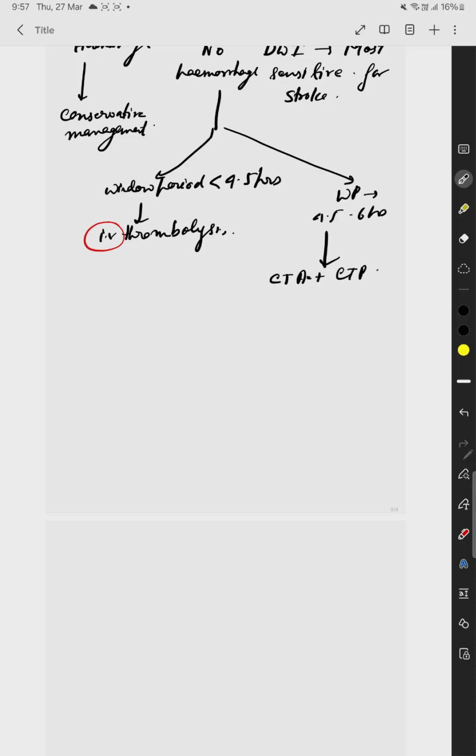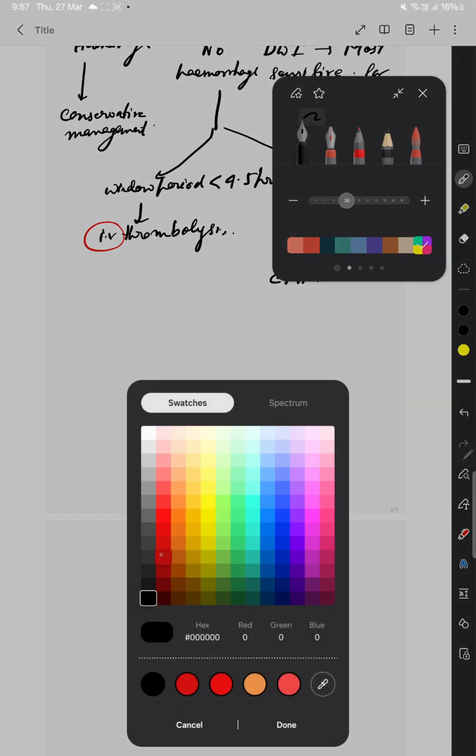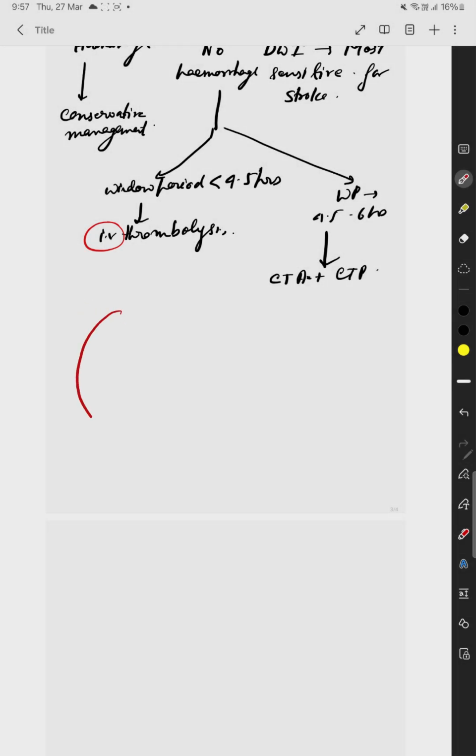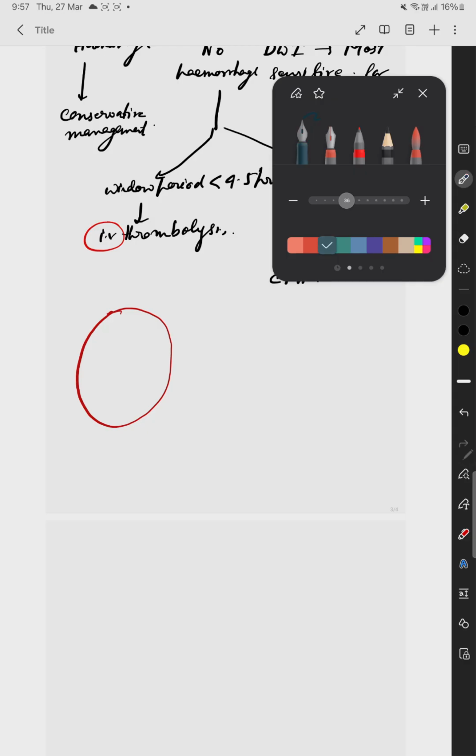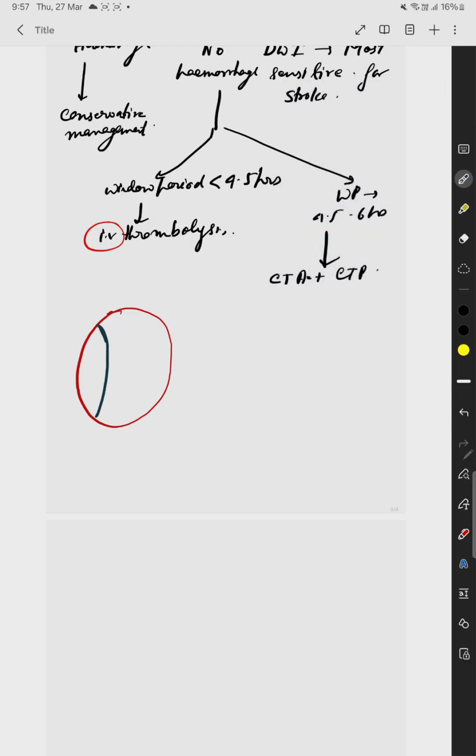What does that mean? Suppose, let's say this is a part of the brain, and suppose here is the thrombus. So there is an ischemic stroke, and this is the ischemic part.